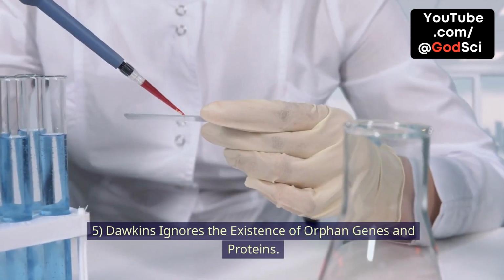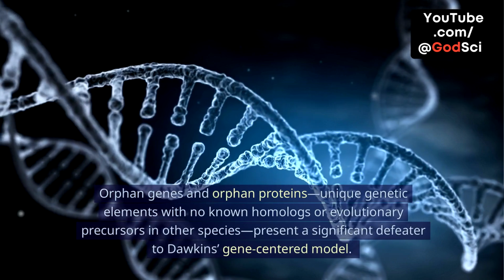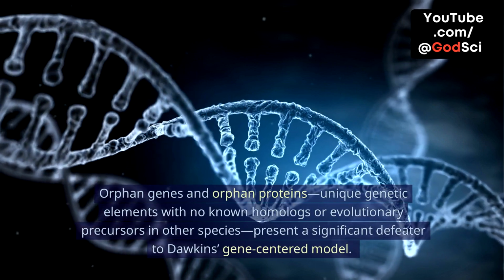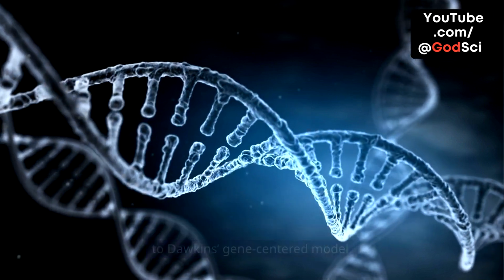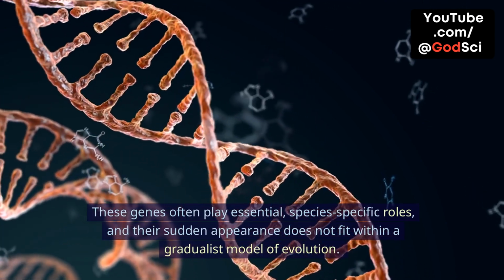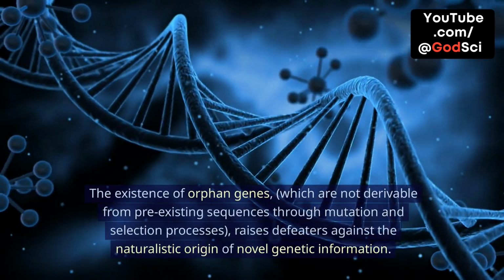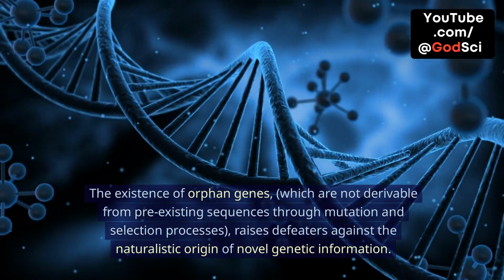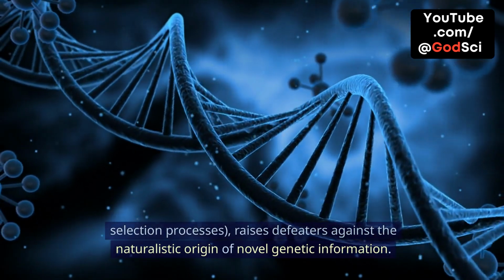5. Dawkins ignores the existence of orphan genes and proteins. Orphan genes and orphan proteins, unique genetic elements with no known homologs or evolutionary precursors in other species, present a significant defeater to Dawkins' gene-centered model. These genes often play essential, species-specific roles, and their sudden appearance does not fit within a gradualist model of evolution. The existence of orphan genes, which are not derivable from pre-existing sequences through mutation and selection processes, raises defeaters against the naturalistic origin of novel genetic information.